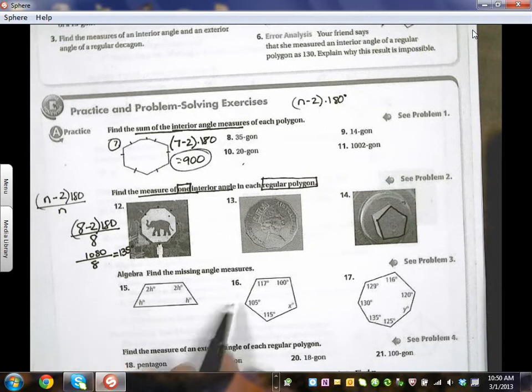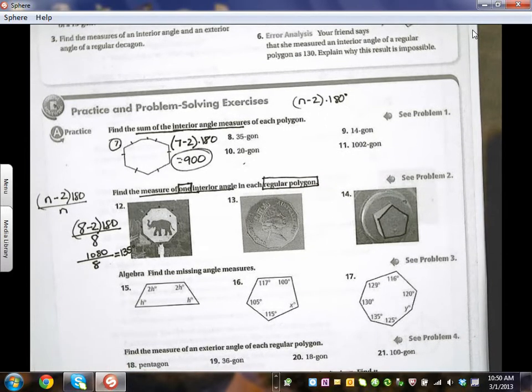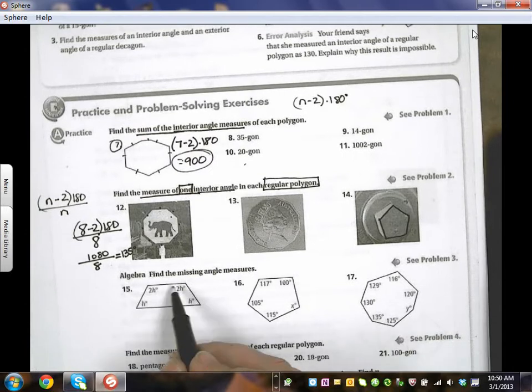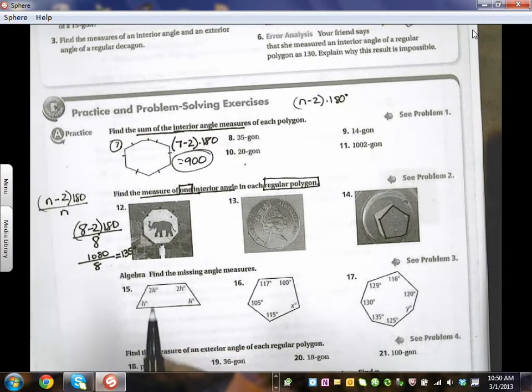Now number 15, 16, 17 are like the one we did in class, where you add up all the sides and they equal what you found the total to be. So it's a 2-step process. First, I have to find out what kind of shape this is and what the sum of all the angles is. So let's do that step first.